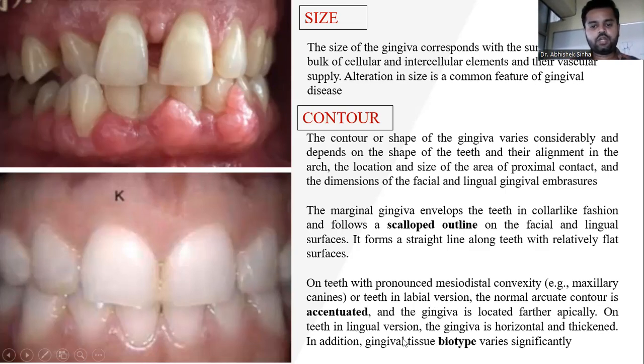On the teeth in lingual version, what do you mean by lingual version and labial version? Tilt. Lingual version, if this is the tongue here, if the tooth is like this, facing tongue, bent towards the tongue, that is a lingual version. Labial version is more away from the tongue. Okay. So on the teeth in lingual version, the gingiva is horizontal and thickened. In addition, gingival tissue biotype varies significantly.